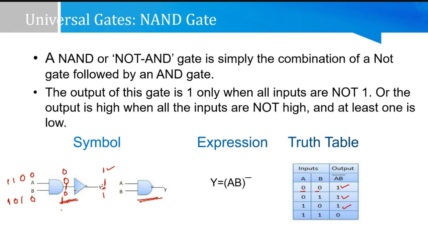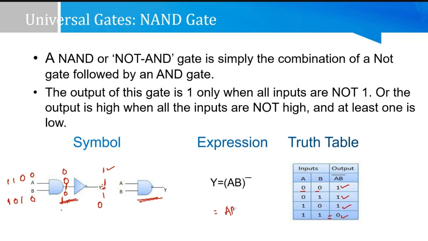This is the input to the inverter. So what could be the output here? Low, 0. So here you will be getting the output as 0. In the NAND gate, this is exactly the opposite of the AND gate. In the AND gate, the output will be high when both the inputs are high. In the NAND gate, when both the inputs are high, the output will be low.